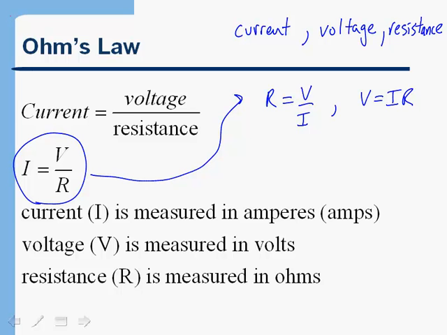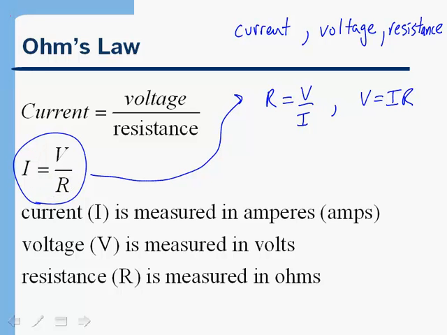And so depending on what problem you're trying to solve, you might use it in any one of those three versions. But this is really the version that's kind of important to understand, because it's telling you that voltage causes current. In other words, you can't have a current without having a voltage. And it tells you that the higher the resistance, the less the current that you get.